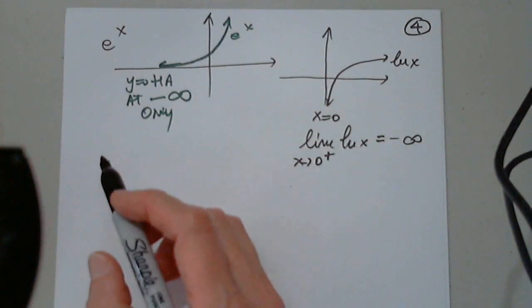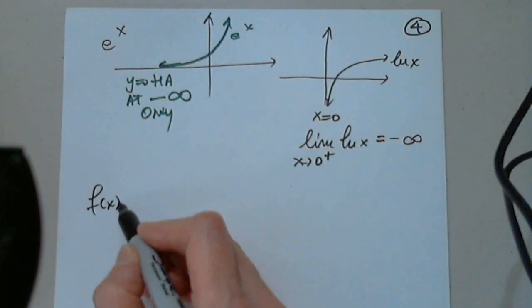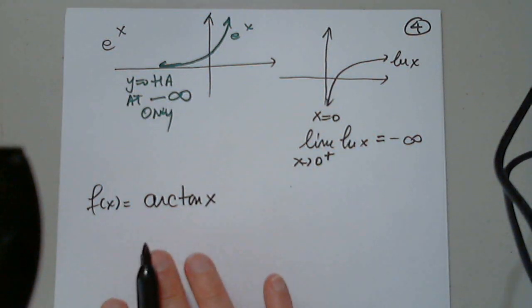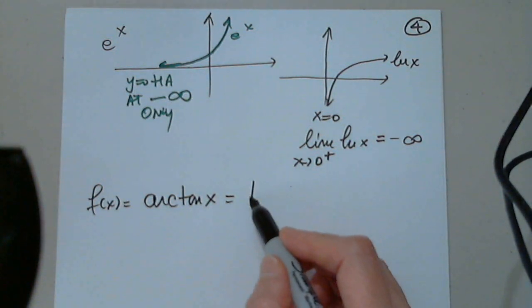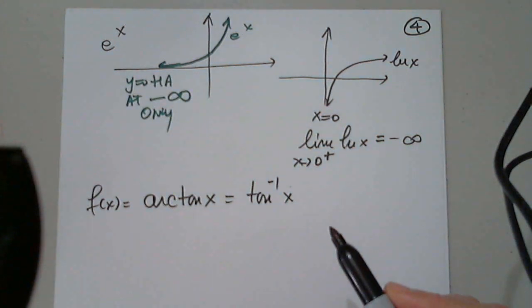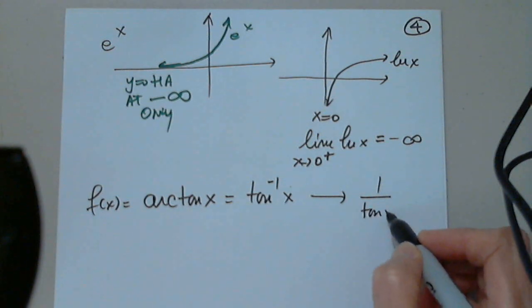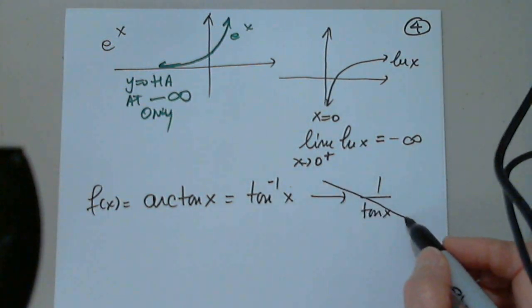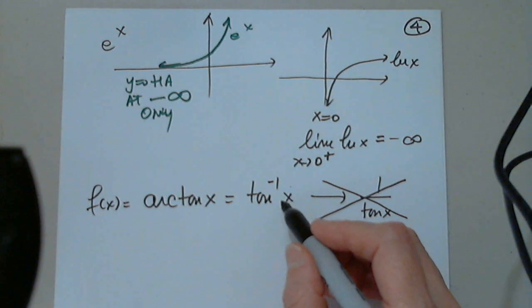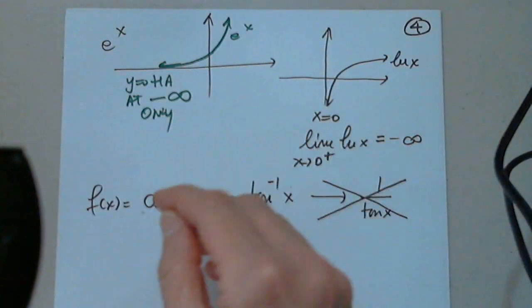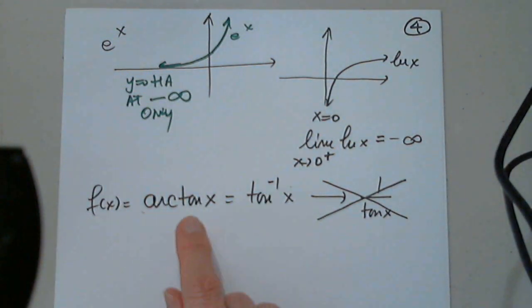Another very important function is f of x equals arctangent x. I think that this is a better notation than the other, because I've seen students who say, oh, this is very simple, it's 1 over tangent x, which is cotangent. No. That's why I prefer this, and also when I type, it's easier for me to type this. They mean the same thing: the inverse function of tangent.